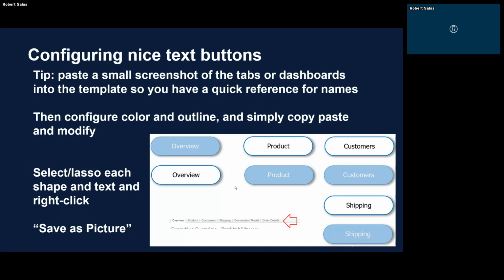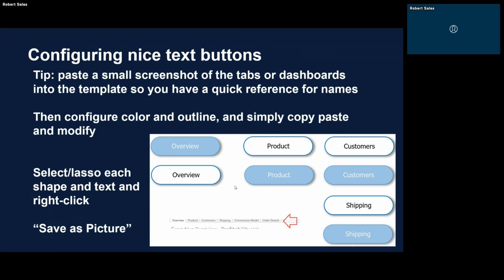For my own ease, because I hate flipping back and forth between things, I often will take a screenshot from Tableau Desktop or from the server, showing all the tabs that I want to create and have buttons to navigate to. And I just plop it right in there so I can see immediately that I have to do overview, product, customers, shipping, commission model, order details down there at the bottom with the red arrow.